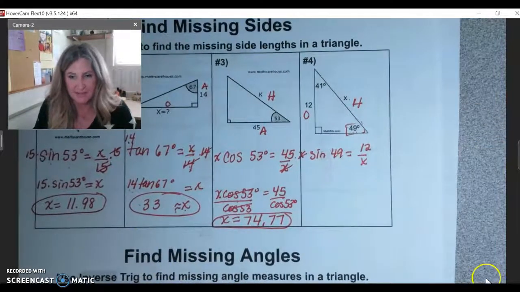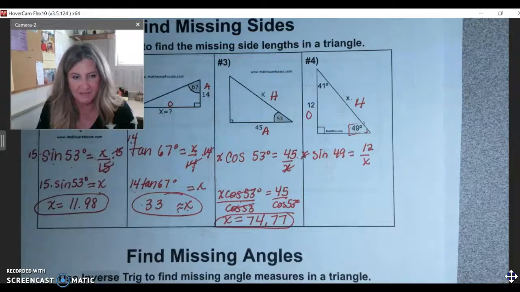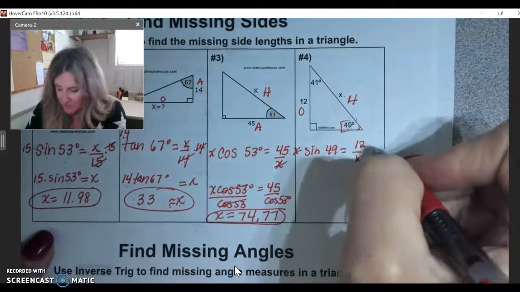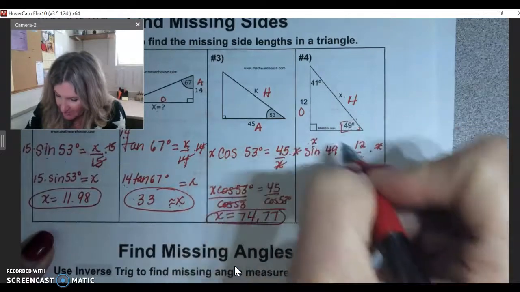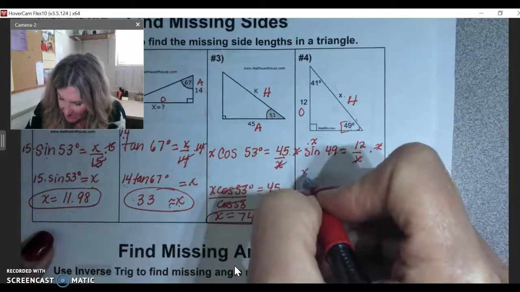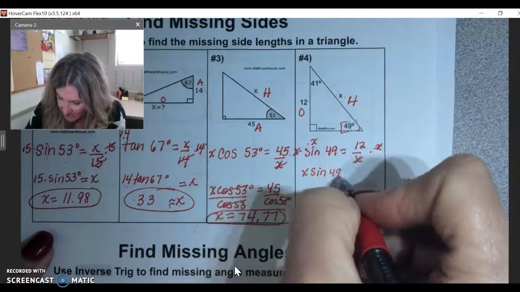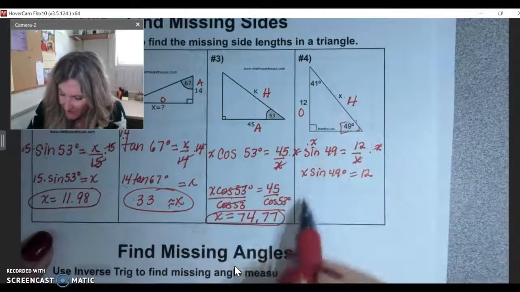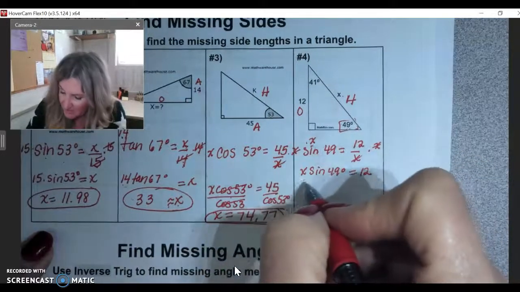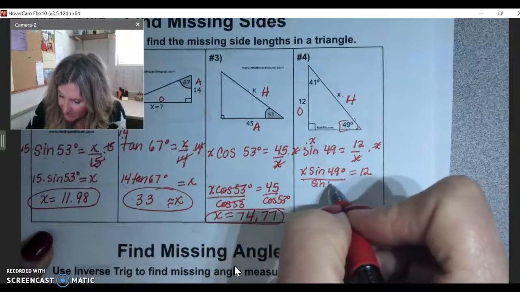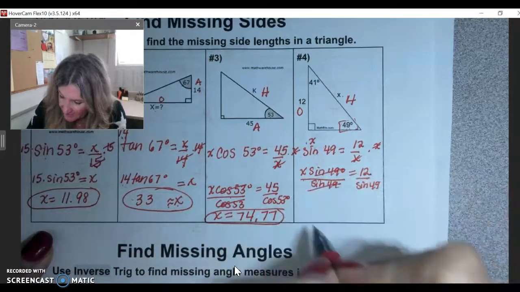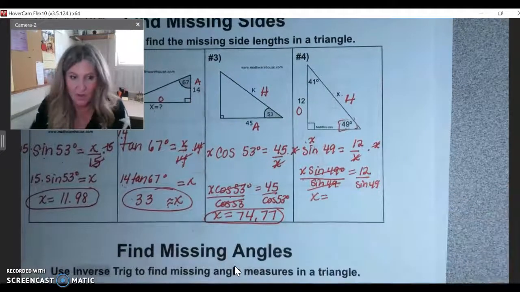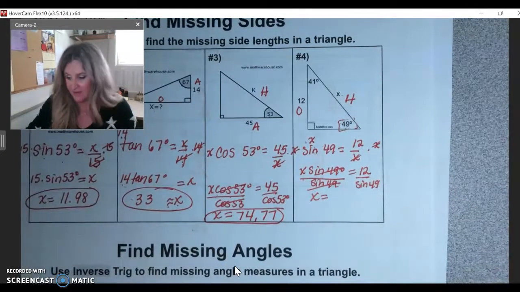So now to get that by itself, I'm going to have to make sure that I multiply by x on both sides. So I multiply this side by x, they cancel out. I multiply this side by x. So now I've got x times the sine of 49 equals 12. I want to get x by itself, so I'm going to need to divide by the sine of 49. And so now x is going to be equal to 12 divided by the sine of 49.